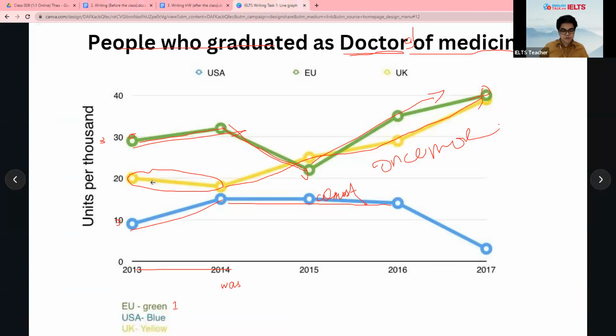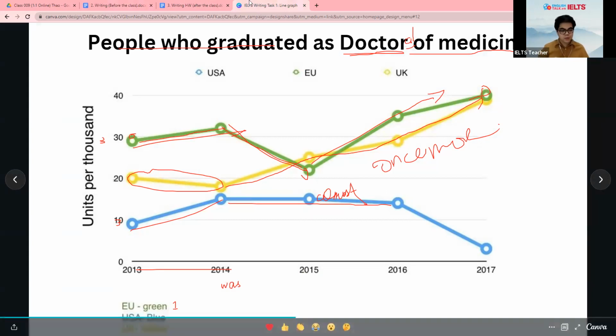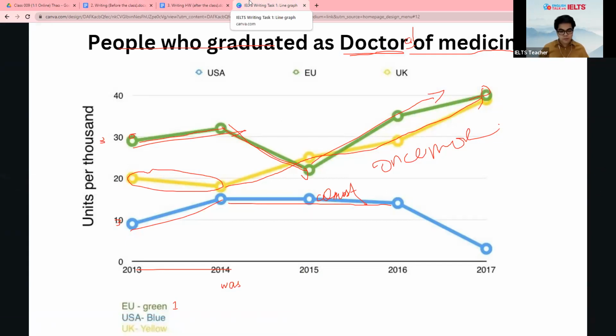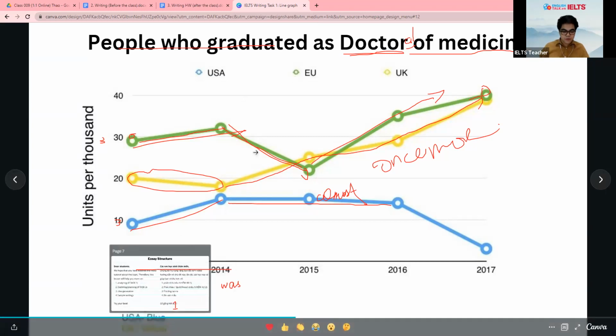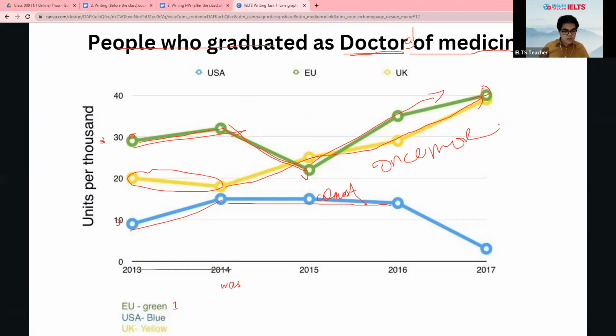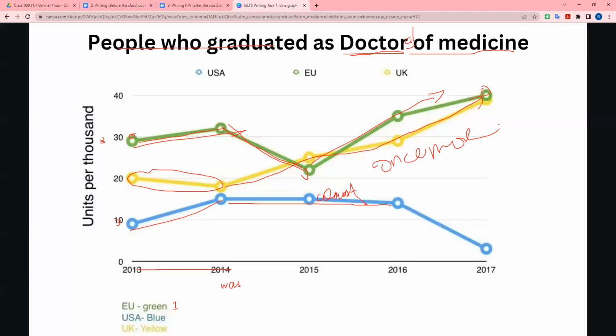In 2013, for a year, the number of British medical doctors witnessed a slight decline. Okay, you can say it like that. UK is British, USA is American, EU is what? Europe. How do you call the people of Europe? European. Okay, all right, good.